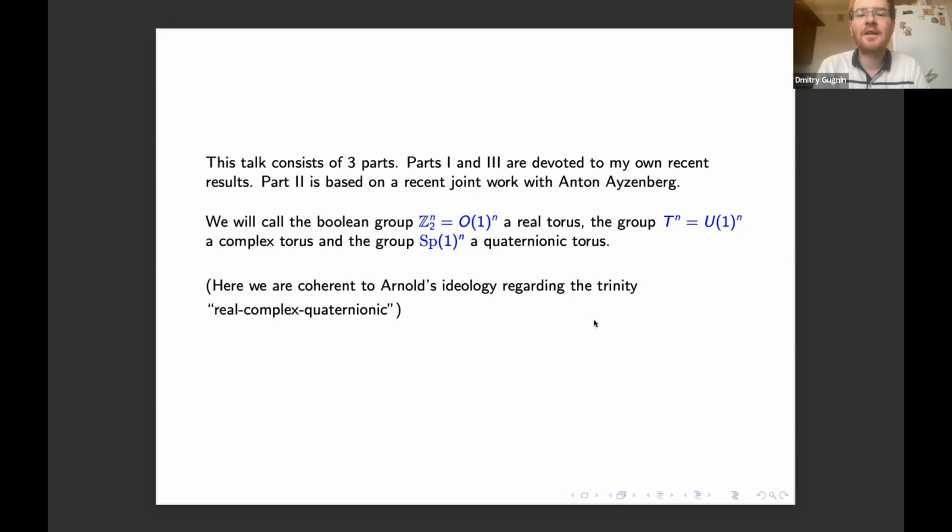The torus Tn, a complex torus, is just a compact torus, the product of circles, and Sp1 to the power n, Spn, a quaternionic torus. Here we're coherent with Arnold's ideology regarding the twin real, complex, quaternionic.